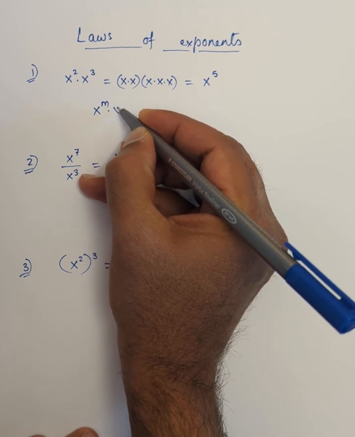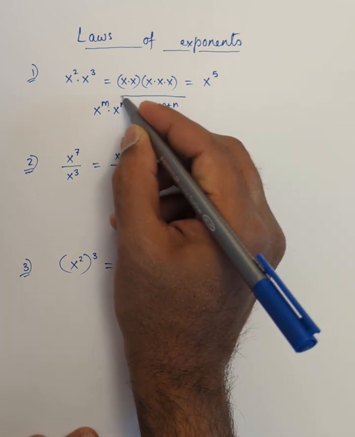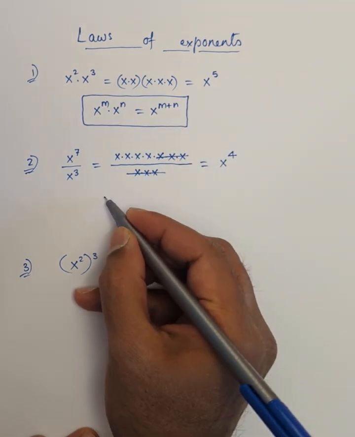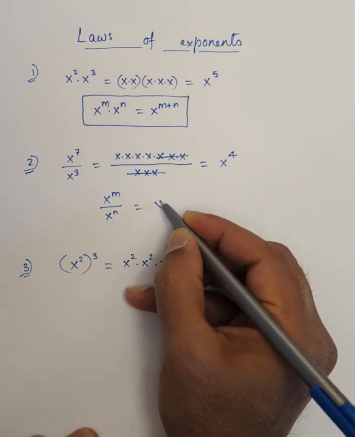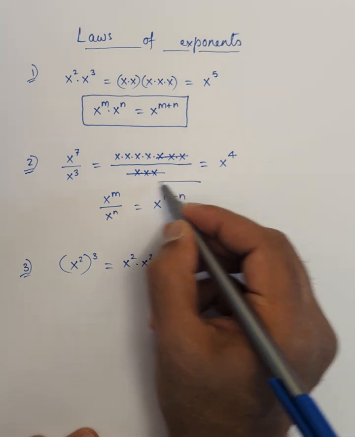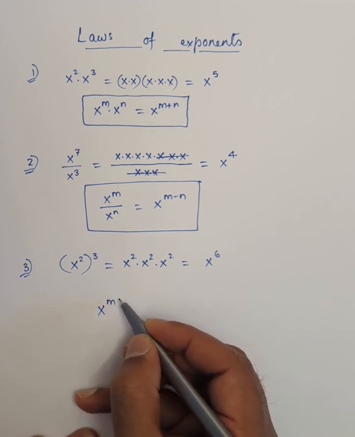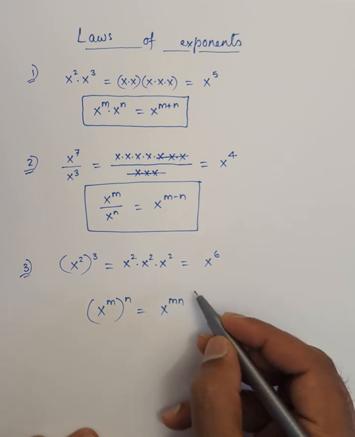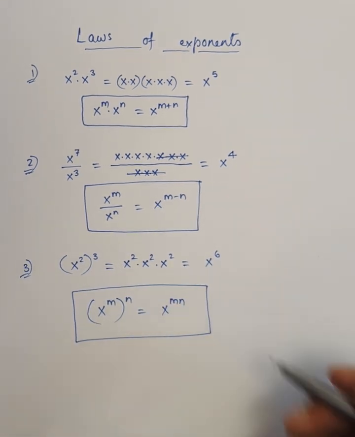x to the m times x to the n is equal to x to the m plus n. And put it in a box to remind ourselves that that's the rule. And then if you have x to the m over x to the n, then this is going to be x to the m minus n. And if you have x to the m to the n, it is equal to x to the m times n. So we'll cover more rules or more laws of exponents in another video.